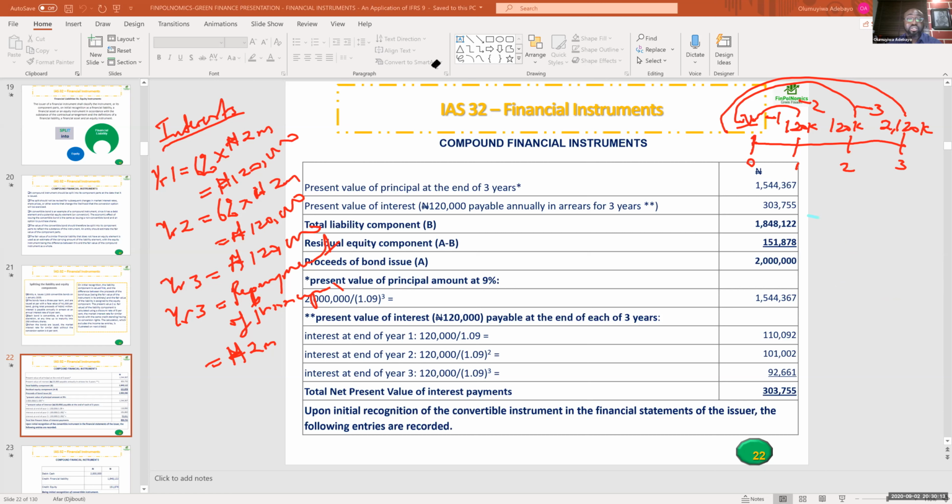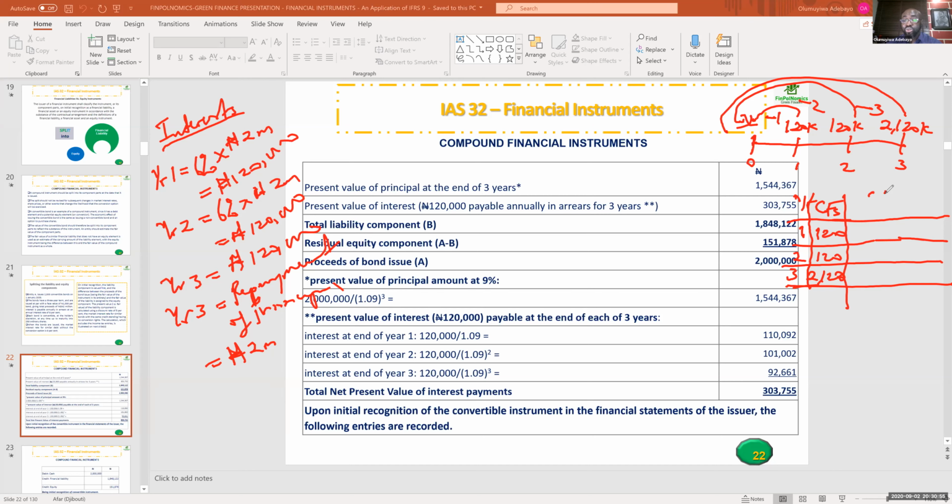Let me try and put it right. Year one, two, and three. I have my cash flows. Year one is 120, year two is 120, and year three is 120.